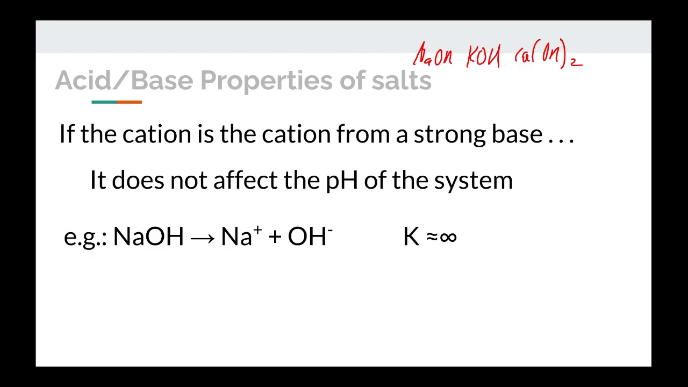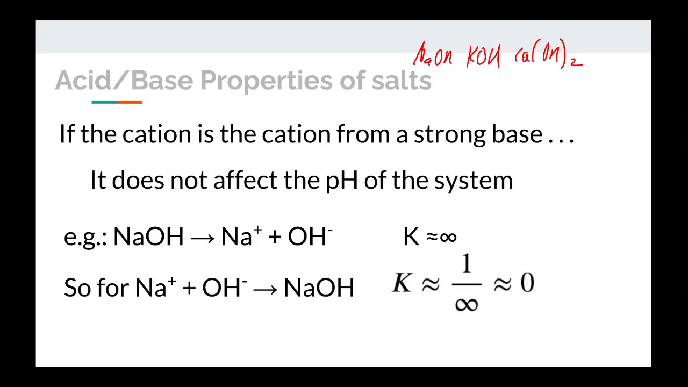NaOH completely dissociates, because it's very soluble, into Na plus and OH minus. K for that is essentially infinity. It's a very large number. So that means for the reverse reaction, where OH minus would get together with Na plus and produce NaOH, thereby decreasing the pH, that's not going to happen, because K would be, for that reaction, essentially 1 over infinity, which is about 0. And so that means this reaction is not going to occur, so one of those salts is not going to trigger a change in pH.